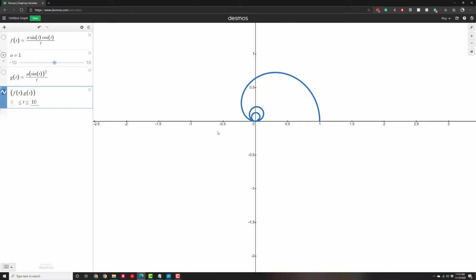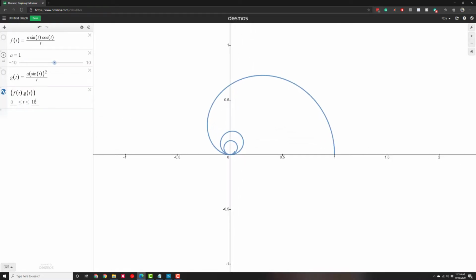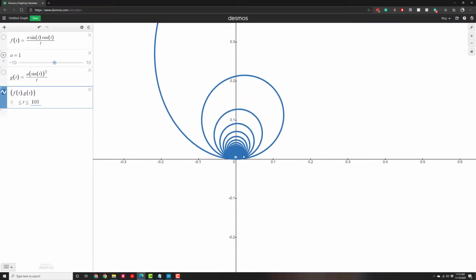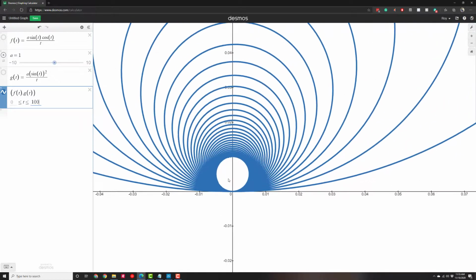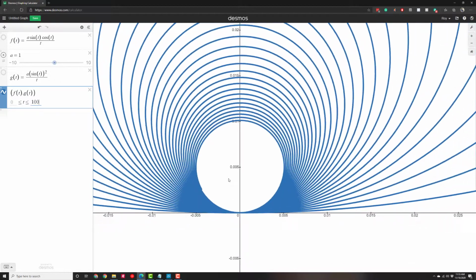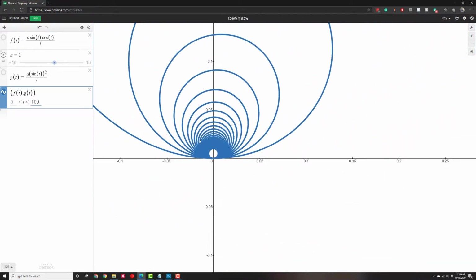Well, zooming in, I think it'd be nice, right? Let's go to time equals 100. Ooh, wait, hold on a second. Oh, wow, that's really pretty. You can tell I'm easily impressed, aren't I?